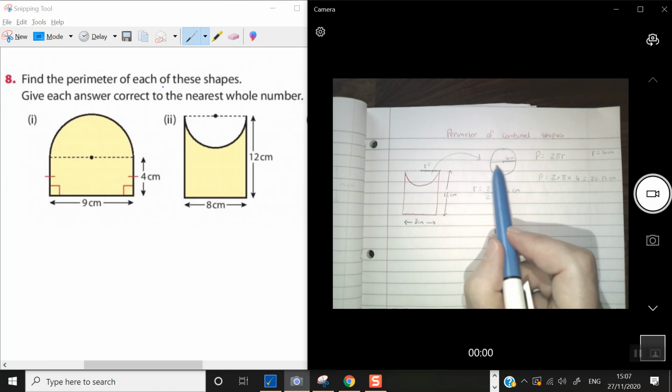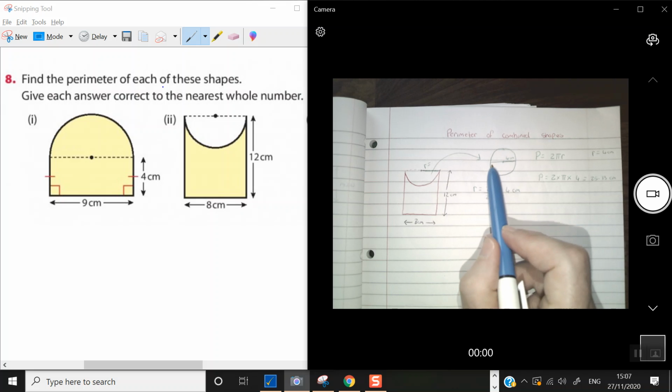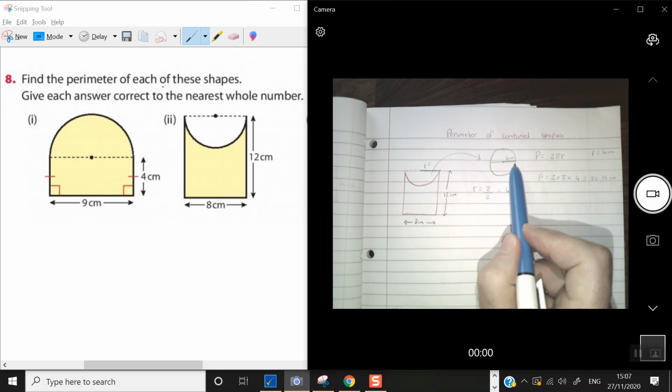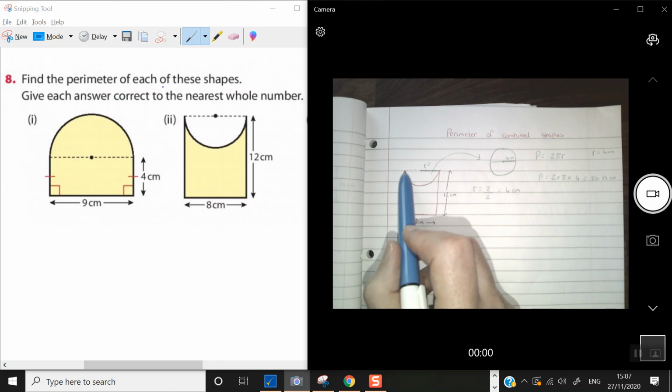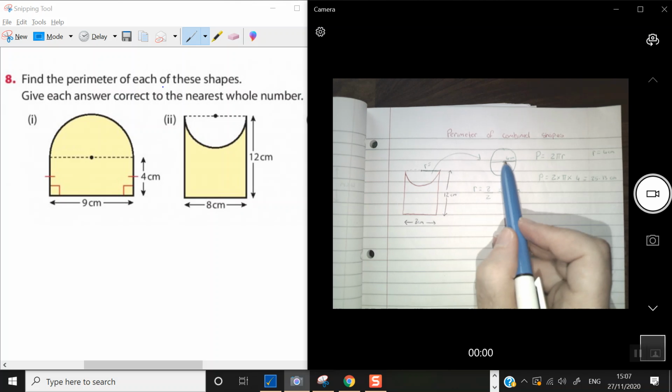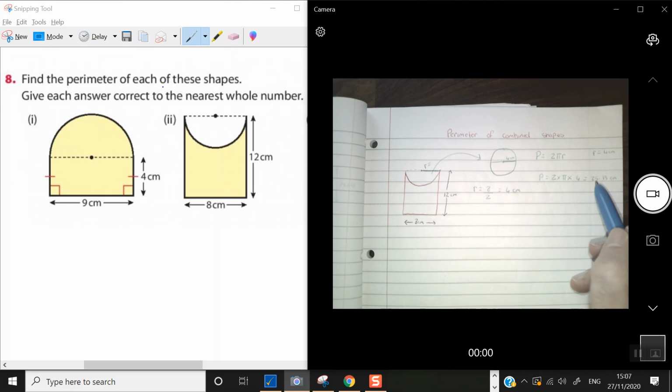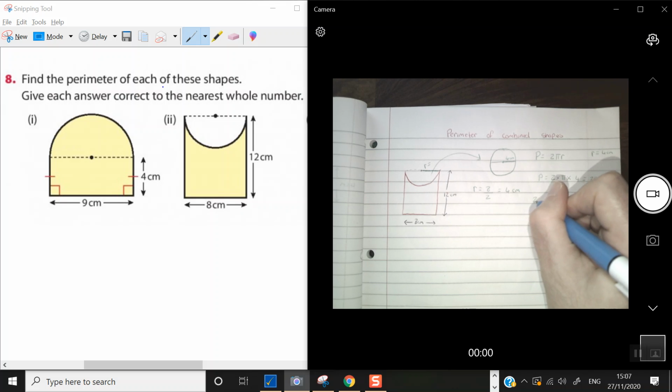Well, it's going to be the perimeter of this whole circle divided by 2, so that would be the distance from here to here, which is equal to the distance from here to here. So this will be a circle of the same radius. So what we can do is take this value here and get half of it.